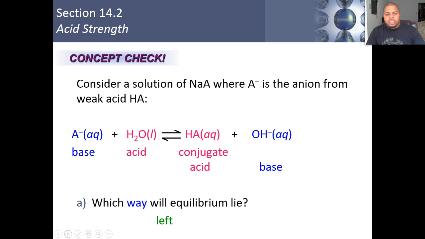It says consider the solution of sodium A, a weak sodium salt, where A minus is the anion from a weak acid. Now, given this reaction, which way will the equilibrium lie? Because it says that this is going to be our conjugate base from a weak acid, we know that we're going to end up with very, very little of this to work from. So that means our equilibrium is going to lie to the left.